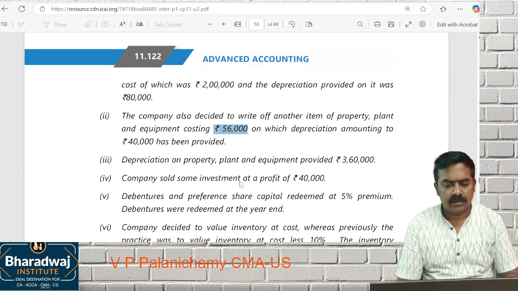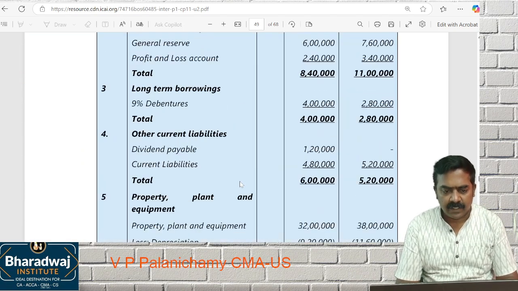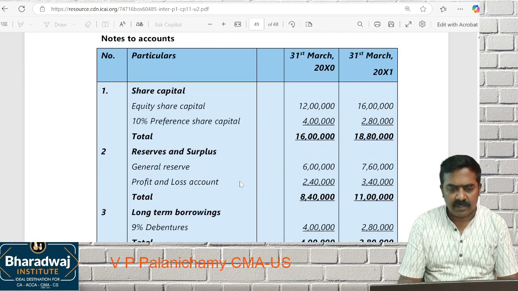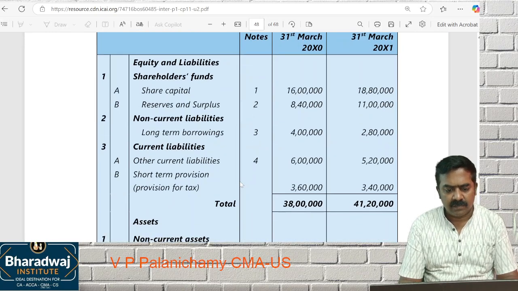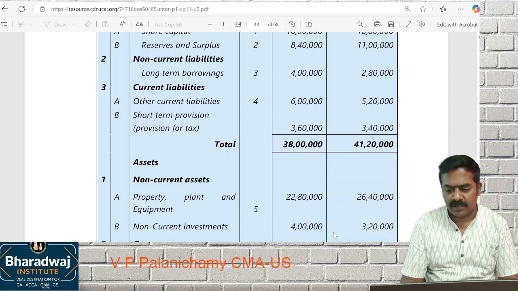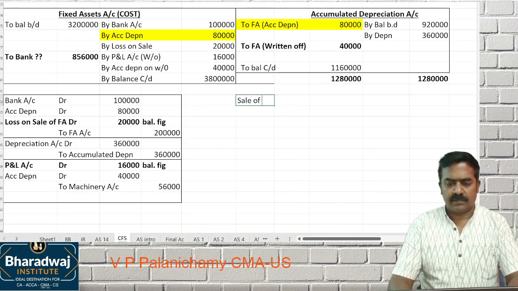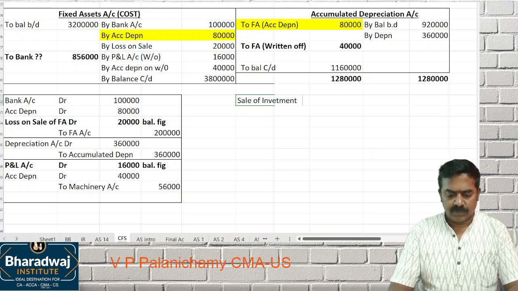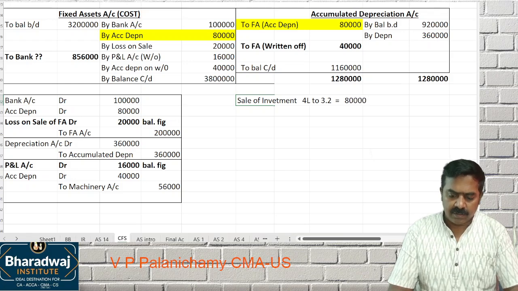Next, the company sold investments at a profit of how much? 40,000 is given. What is the investment value at the beginning of the year? 4 lakhs. What is the closing balance? 3 lakh 20. So, what is the sale of investment? 4 lakh to 3 lakh 20, how much? 80,000 plus profit.